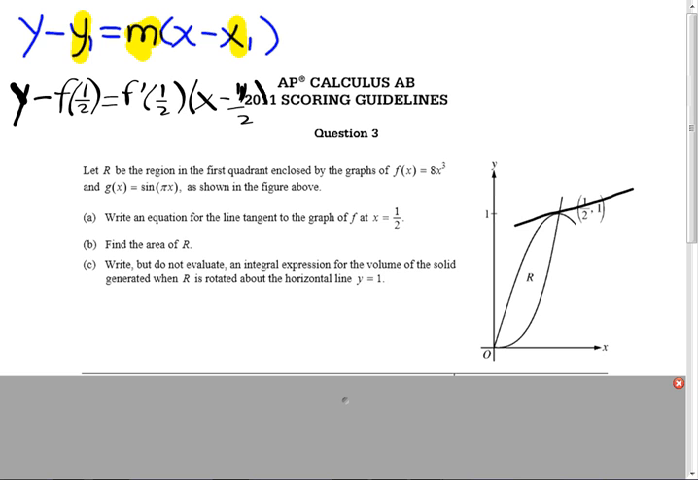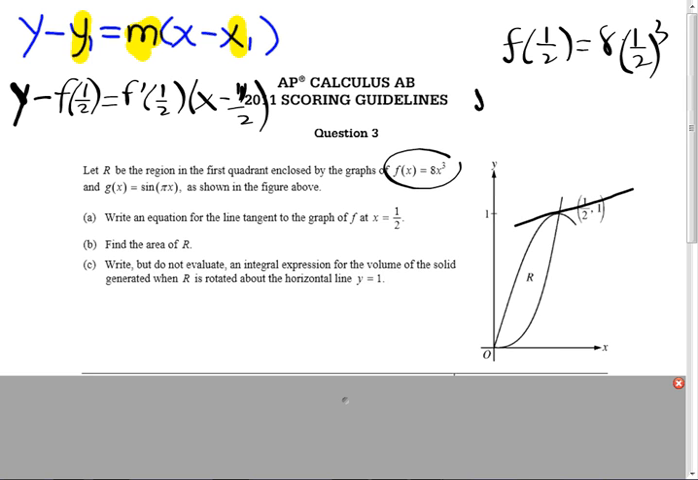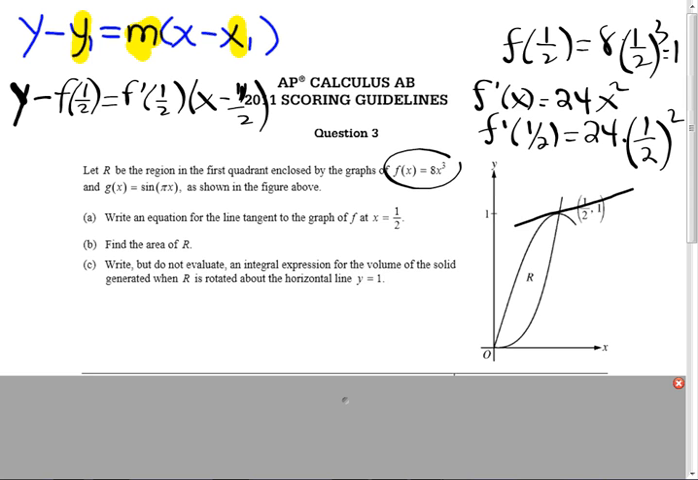They gave me the 1, but if I didn't have it, I could figure it out because it's f of 1/2, which is 8 times 1/2 cubed. If f of x is this, what's f prime of x? 24x squared. So what's f prime of 1/2? I like to write it out because I like to get it right. So that's 6, right?